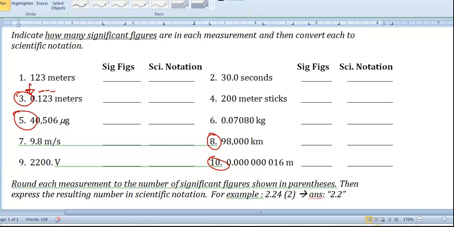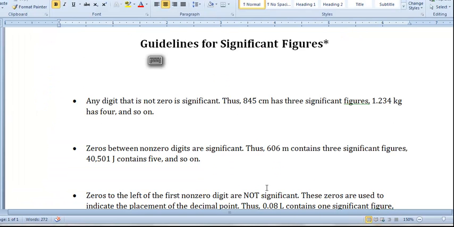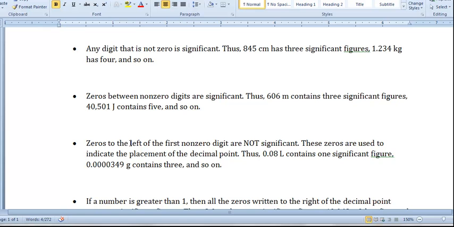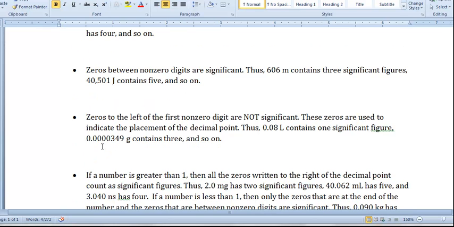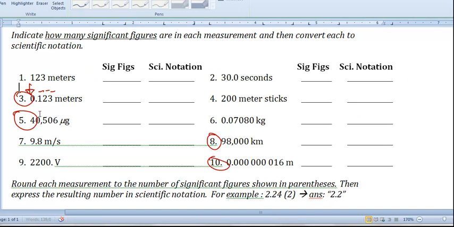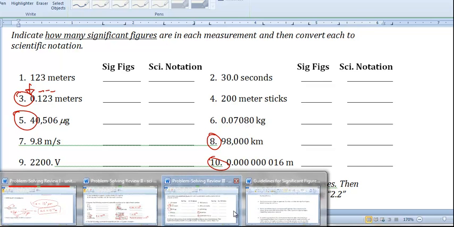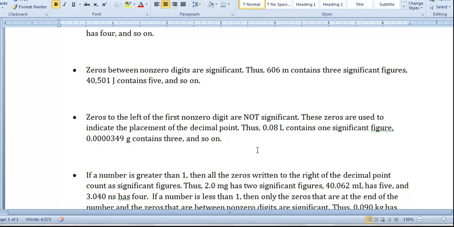All right, and if we go down here to the guidelines for significant figures, let's see here. It says zeros to the left of the first non-zero digit are not significant. All right, so let me go back. Okay, so we're looking at this number, and I just want to show you that I'm not just making this stuff up.